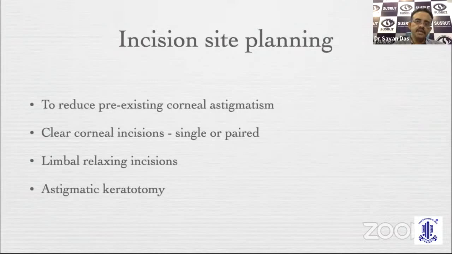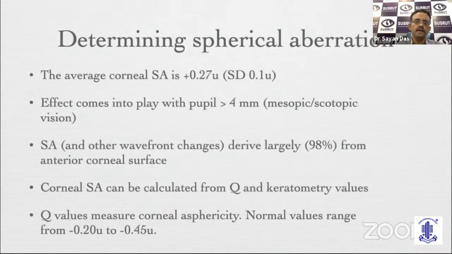Coming to the second use of tomography and topography in IOL power calculation or biometry, or achieving emmetropia, we can use it for incisions like tanning to reduce pre-existing corneal astigmatism. And these incisions can be clear corneal incisions, which can be single or paired, can be limbal relaxing incisions, or they can be astigmatic keratotomy or AK incisions.